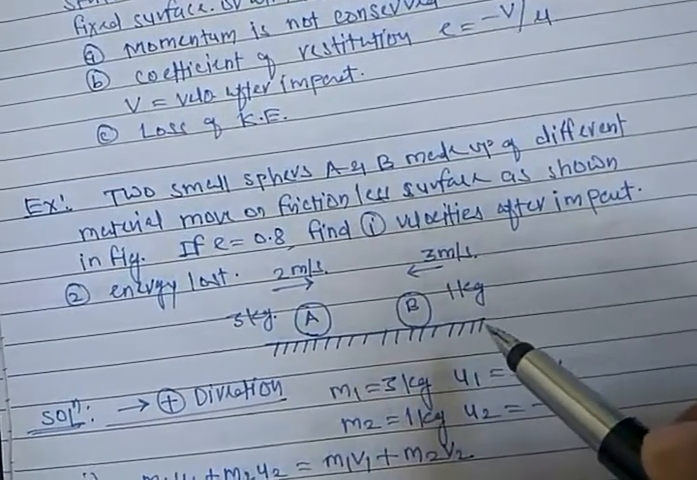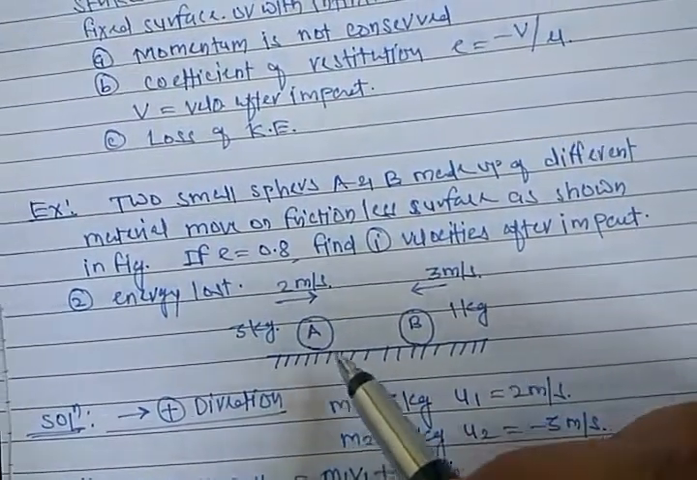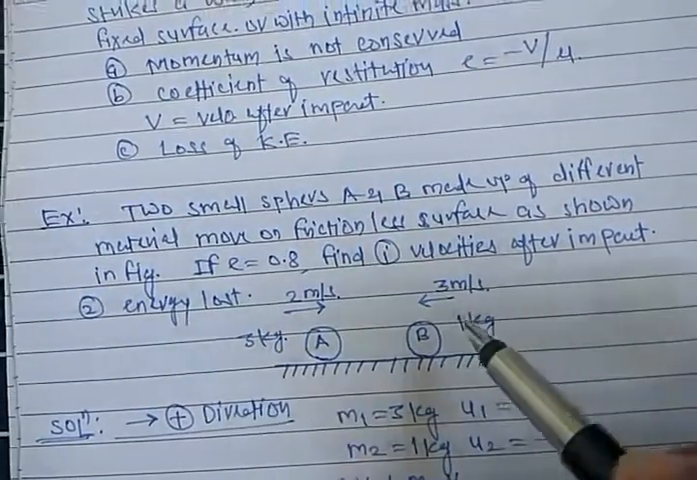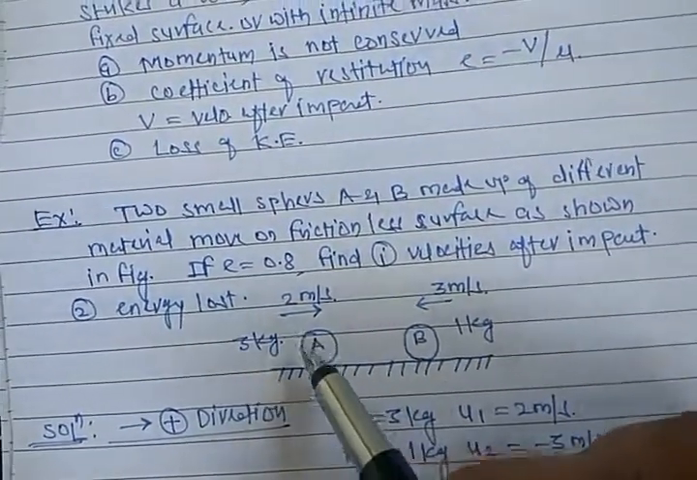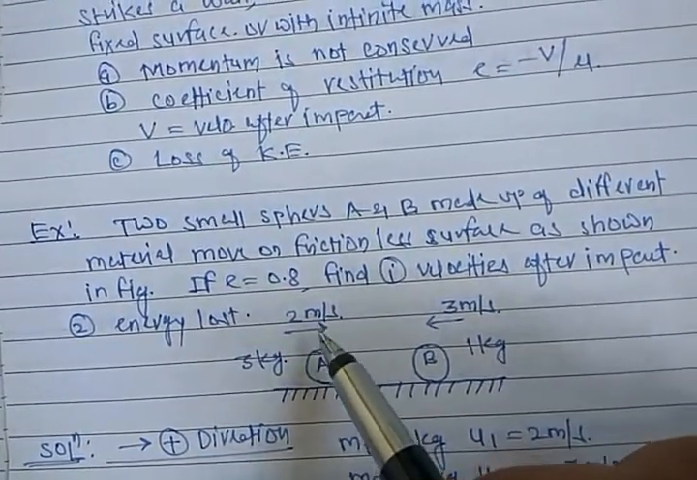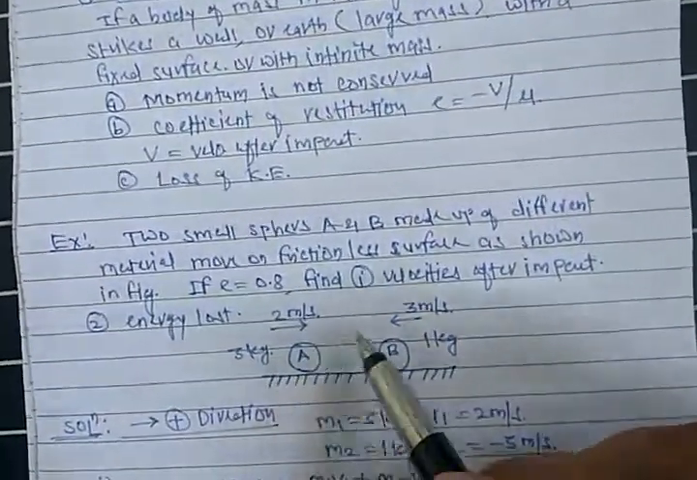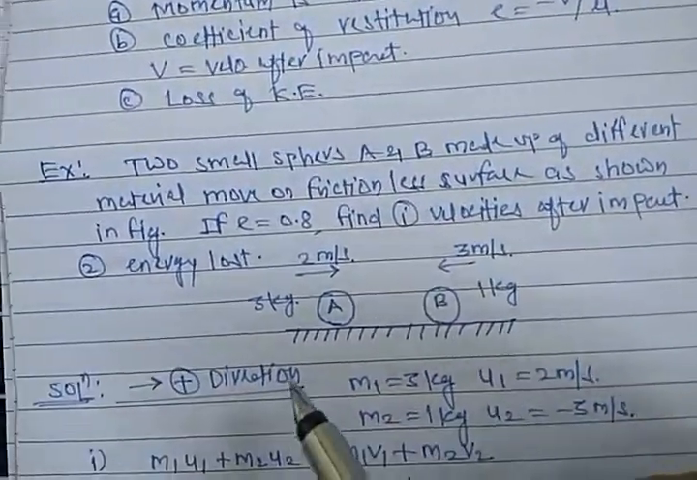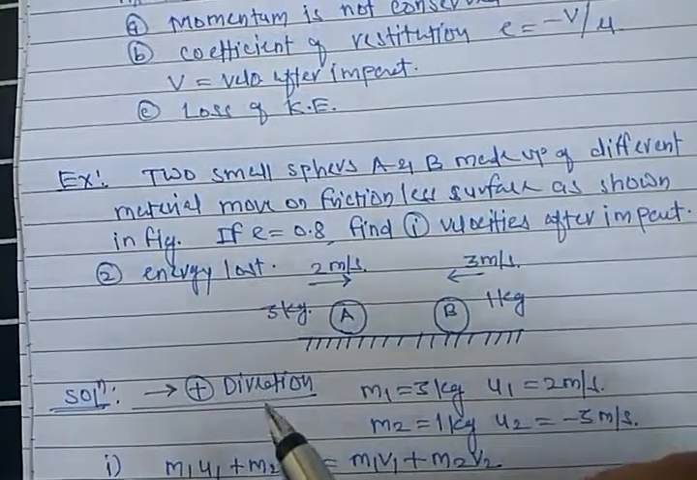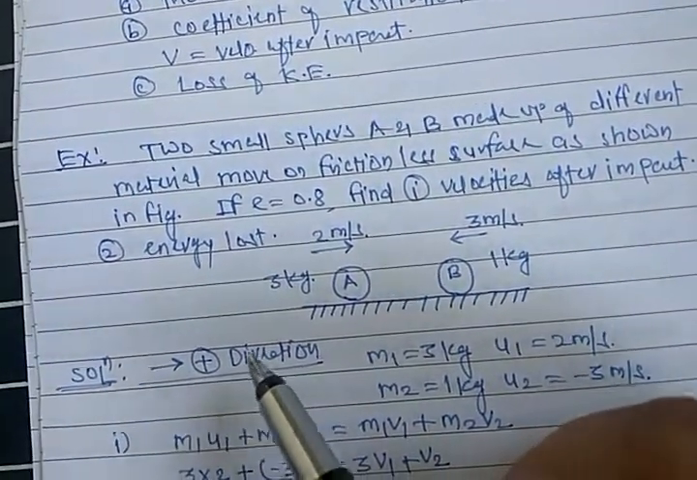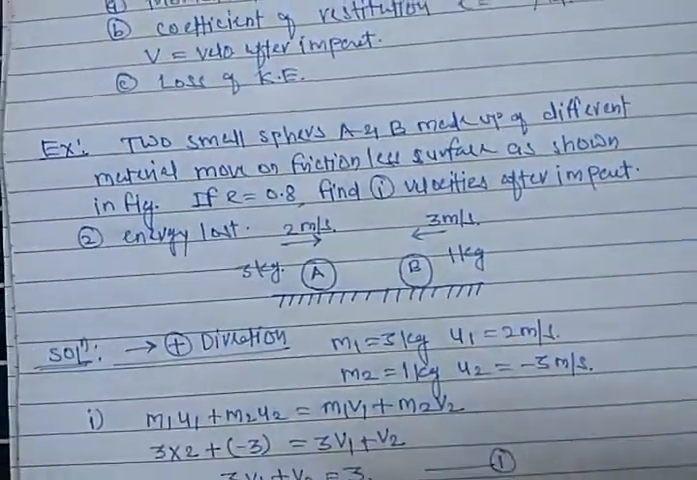So, the explanatory figure: a surface like this on which two small spheres A and B having 3 kilogram and 1 kilogram mass. The 3 kilogram sphere is moving towards the right with a speed of 2 meter per second, and this one with 3 meter per second towards the left. As per the sign convention, we assume velocity acting towards the right-hand side as positive.